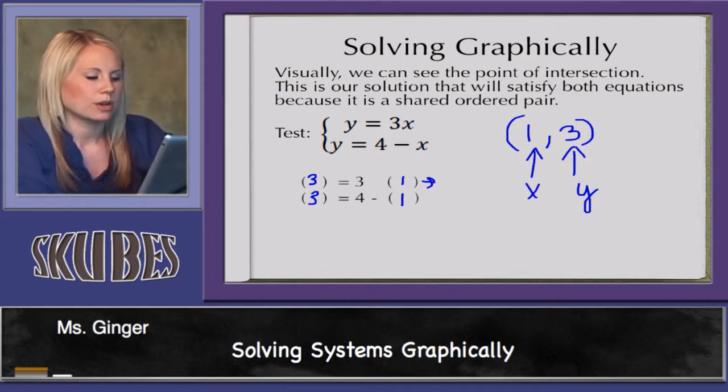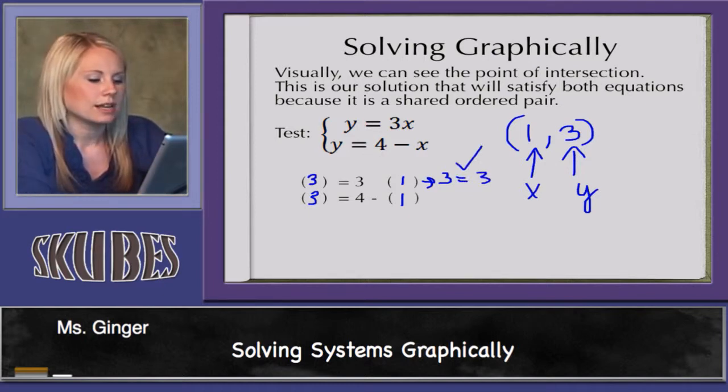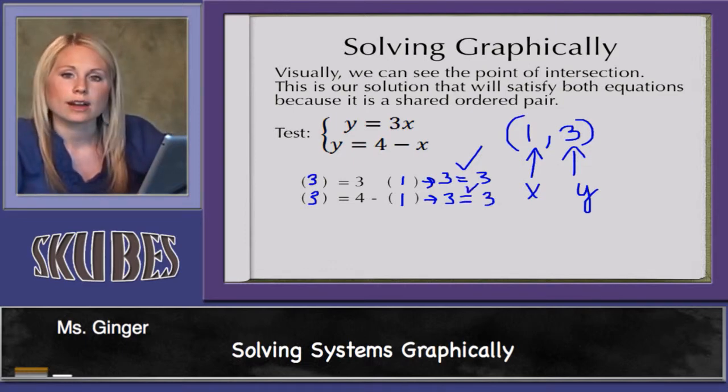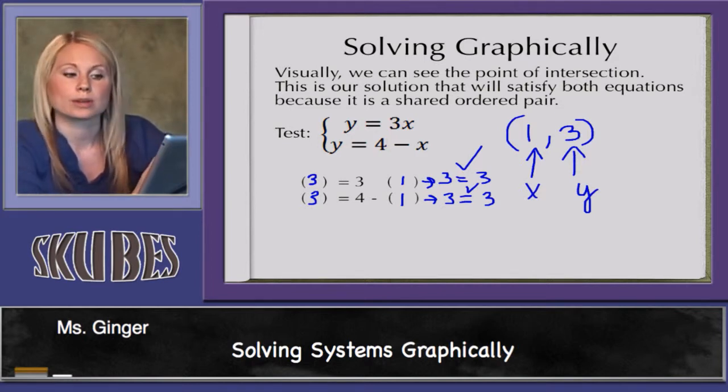So top equation, we've got 3 equals 3 times 1. 3 equals 3, and that is a true statement. So we're good so far. Second equation, we've got 3 equals 4 minus 1. 3 equals 4 minus 1 gives us 3, so that is also good. So we did correctly find the solution graphically to this system of equations by finding the intersection at 1, 3.